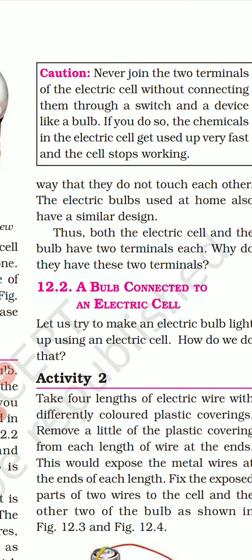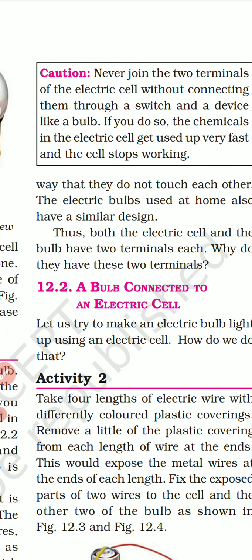So everything will have two terminals so that the flow of electricity can pass from one terminal to another terminal, and there has to be a continuous path. To have a path, you need two ends, isn't it? And for the continuous flow, these two terminals should never touch each other. They should be apart from each other, right?